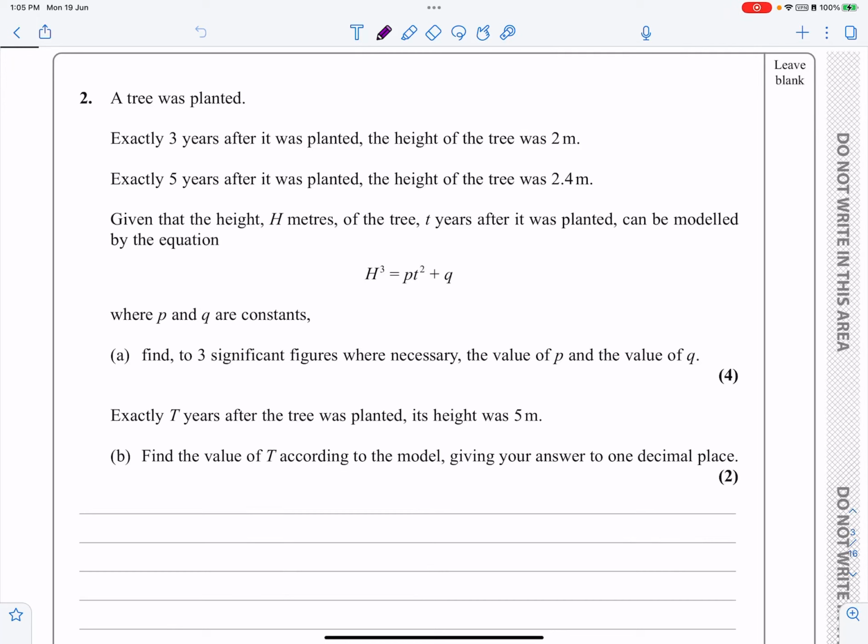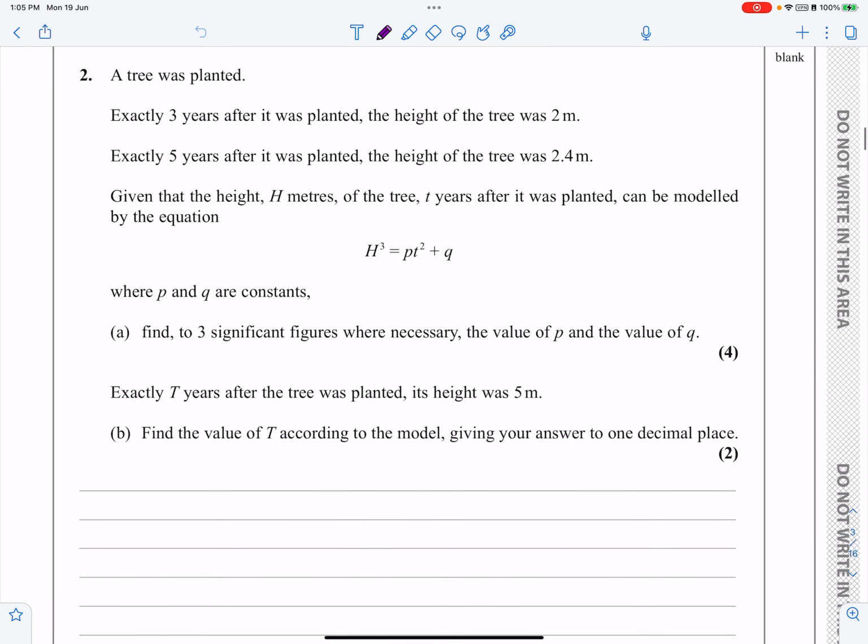Okay, this is the P1 paper, January 2021. This is question number 2, which is equations and inequalities. This is a linear simultaneous equation. So let's have a quick look at it.